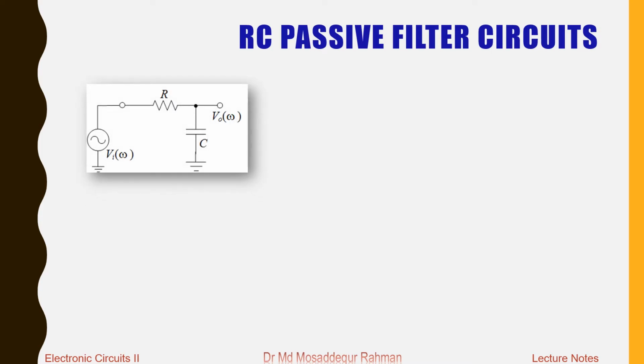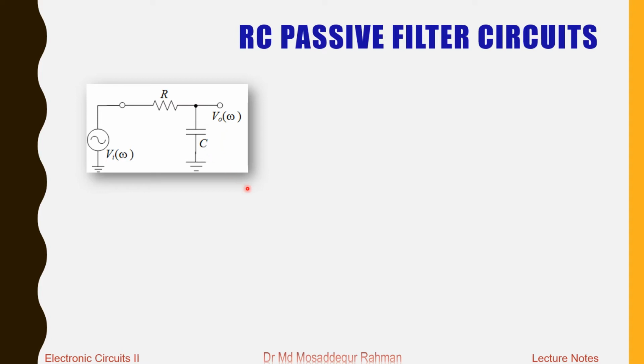A simple RC circuit can be used as a filter circuit. Depending on where you are taking the output, it can work either as a low pass or a high pass filter. Now here in this diagram we are showing a simple RC circuit. The input Vi is applied to the terminal of the resistor R, and we are taking the output V0 from across this capacitor.